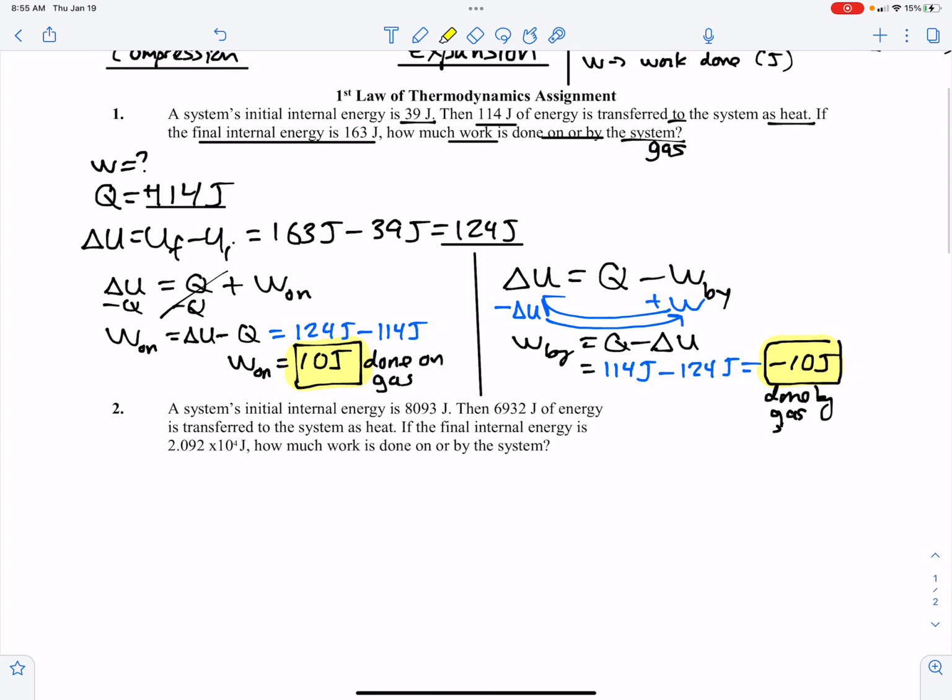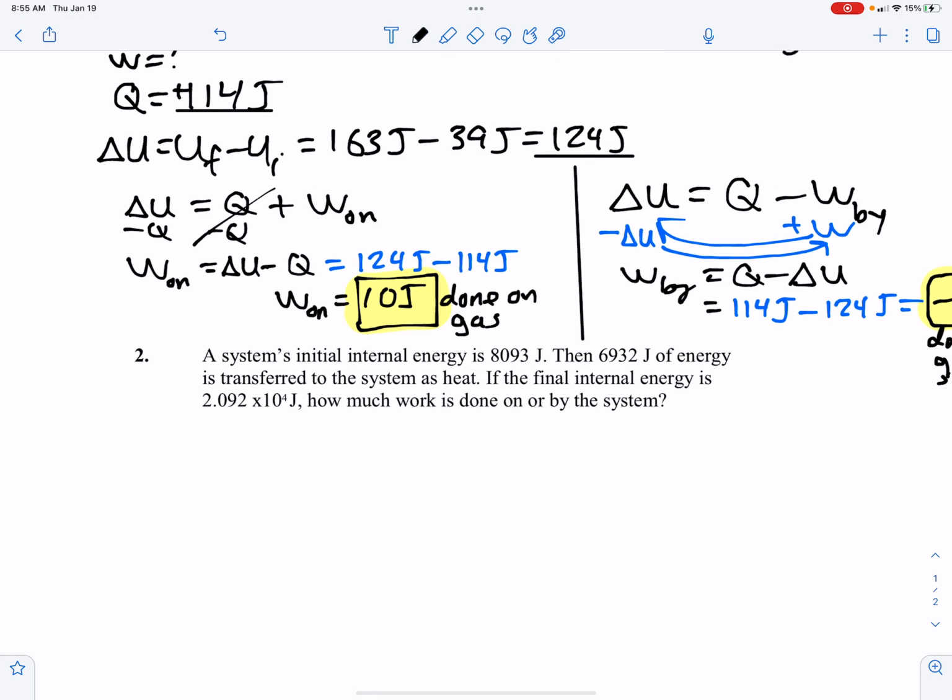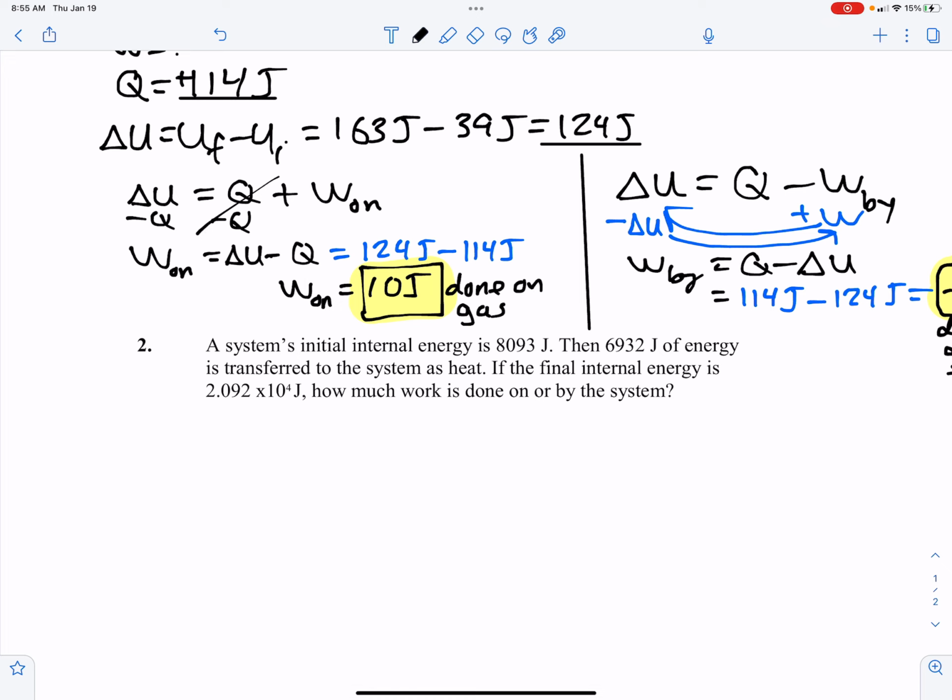Number 2. A system's initial internal energy is 8,093 joules. Then 6,932 joules of energy is transferred to the system as heat. There's our positive Q. If the final internal energy is 2.092 times 10 to the 4 joules, how much work is done?